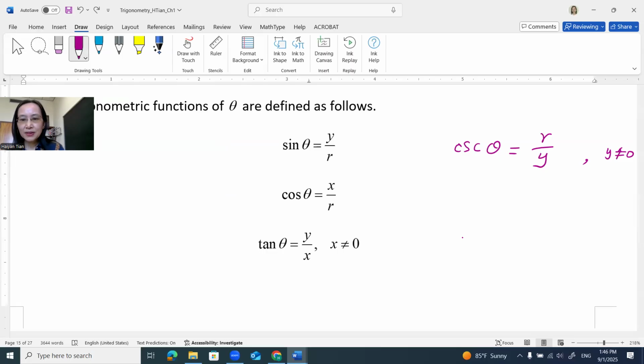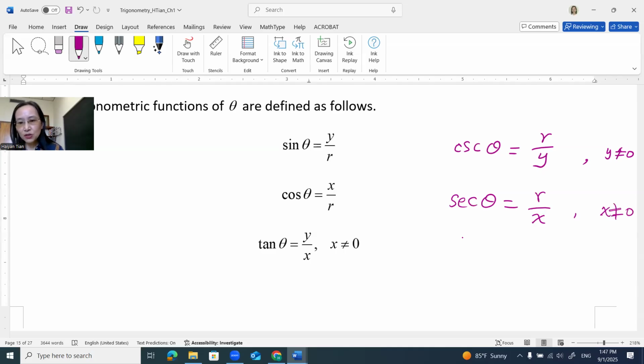And then let's look at secant. What is secant theta? Cosine theta is x over r, and secant is r over x, the reciprocal of cosine if both functions are defined. Cosine is always defined because r is always positive, but the secant function is undefined if x is 0. That means it is only defined when x is not 0.